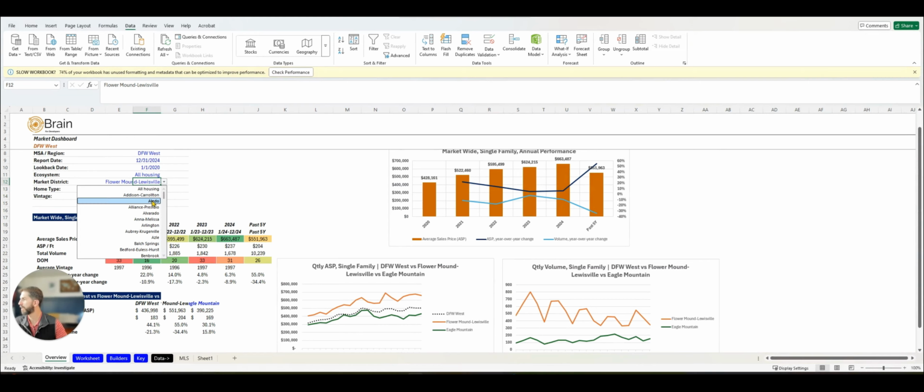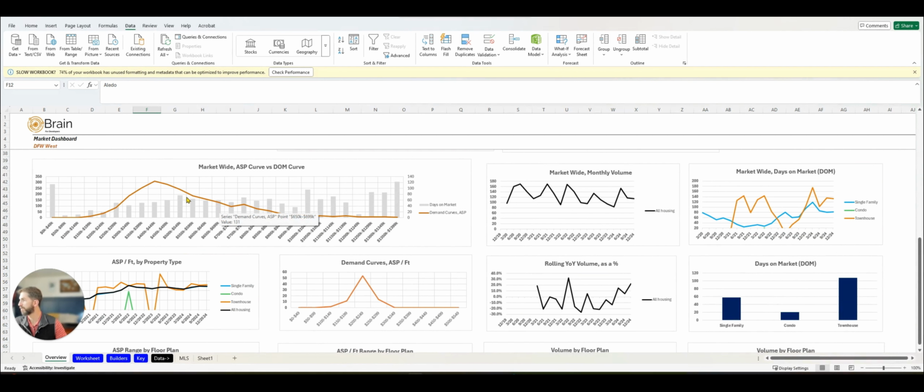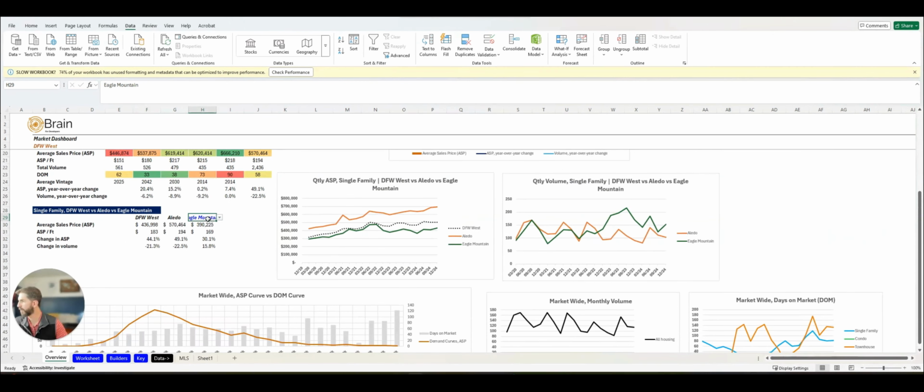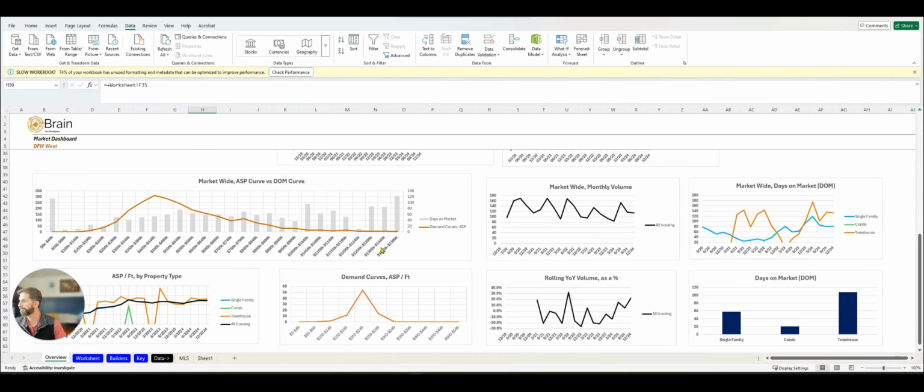Let's go back to Aledo real quick. Let's watch this change. So the volume is just significantly higher in Aledo. Around here was about 600. So way different. But maybe we could do Flower Mound here and see what happens. Flower Mound, Louisville. Lumped Louisville in, so not surprising the volume is way more than tiny Aledo. Price action, Louisville kind of levels it out, but both are above average.